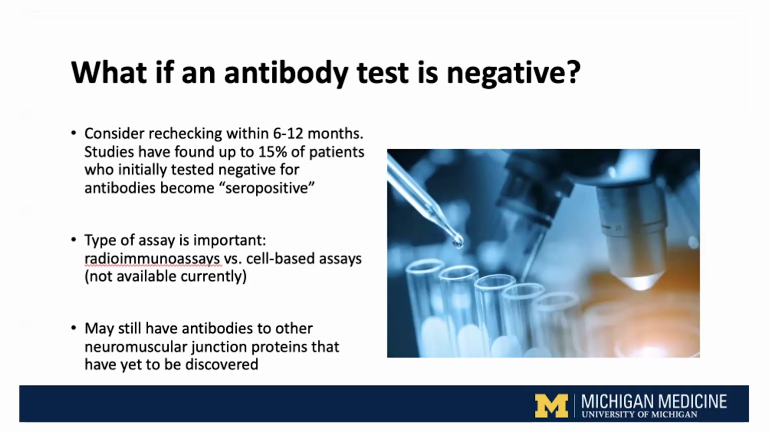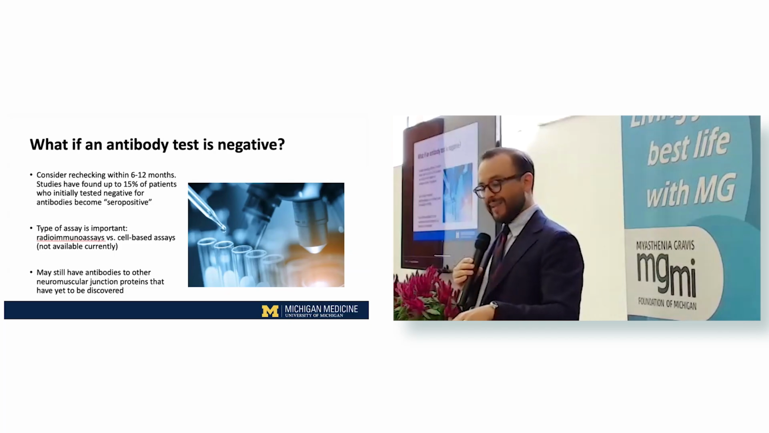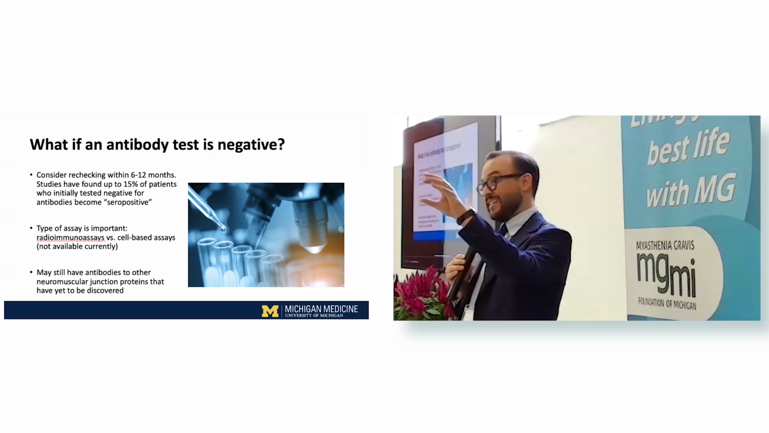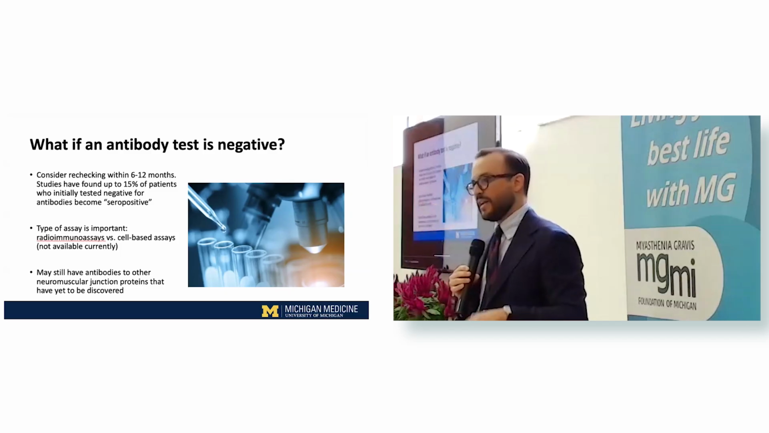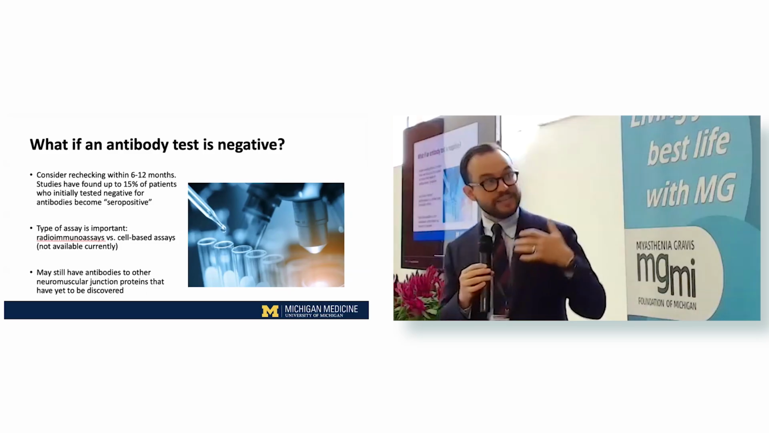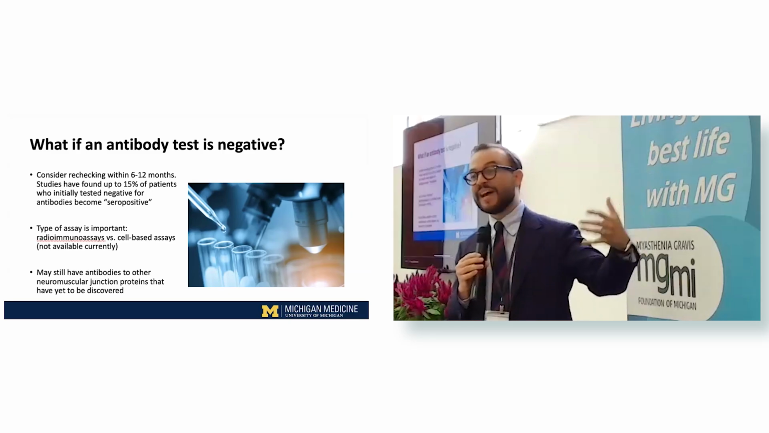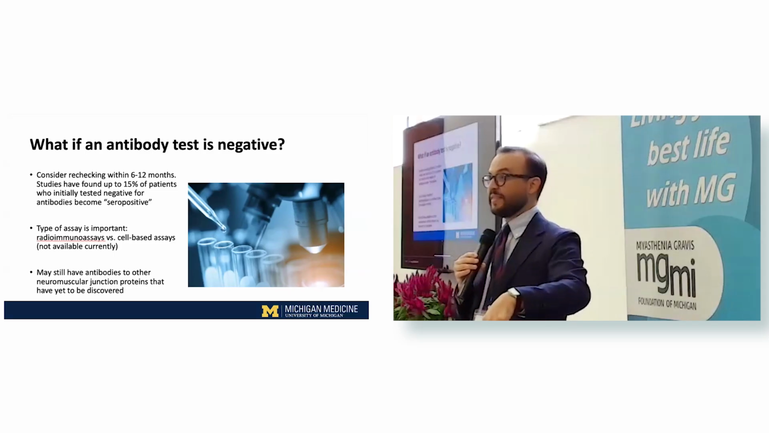The type of assay, the actual type of test that's done, is important. These days, the majority of labs do what's called the radioimmunoprecipitation assay. In the last several years, there have been studies looking at cell-based assays. I'm not going to get into the nitty-gritty of these types of assays, but there is some data that certainly suggests that these cell-based assays, which are not currently available, have improved the ability to detect these antibodies, even in small amounts. So the hope is in the near future that we get some standardization when it comes to these assays, to make it easier to detect these antibodies that perhaps we're not able to detect with our current testing at this time.